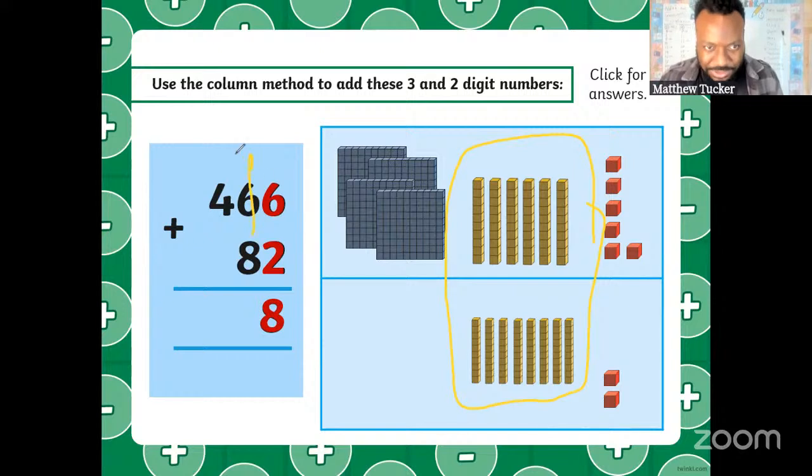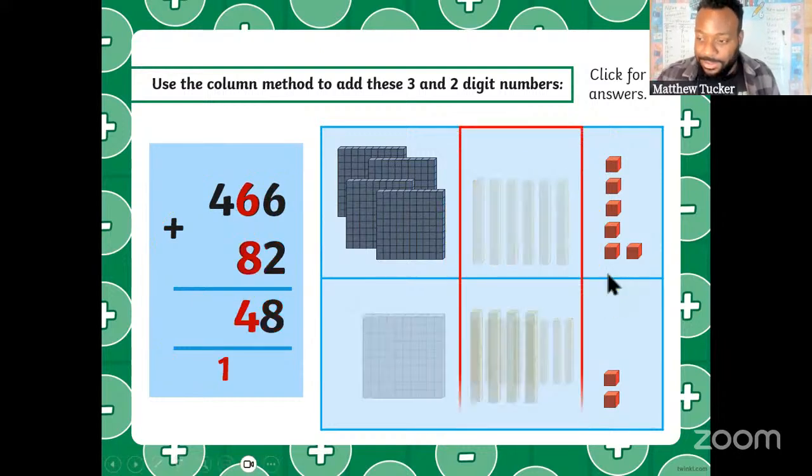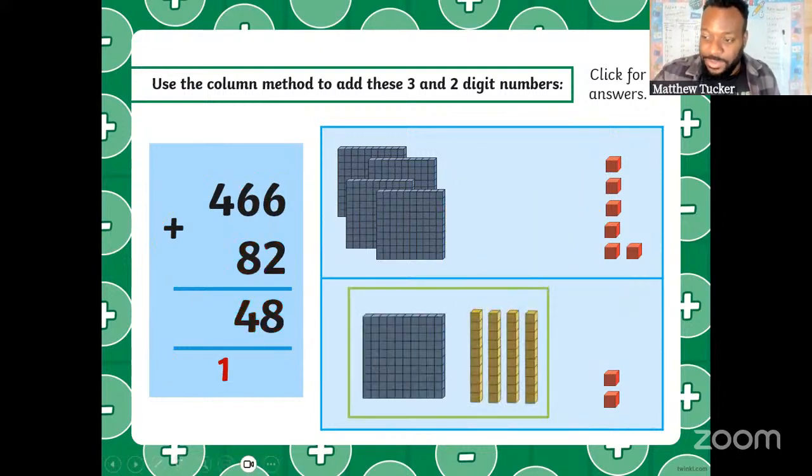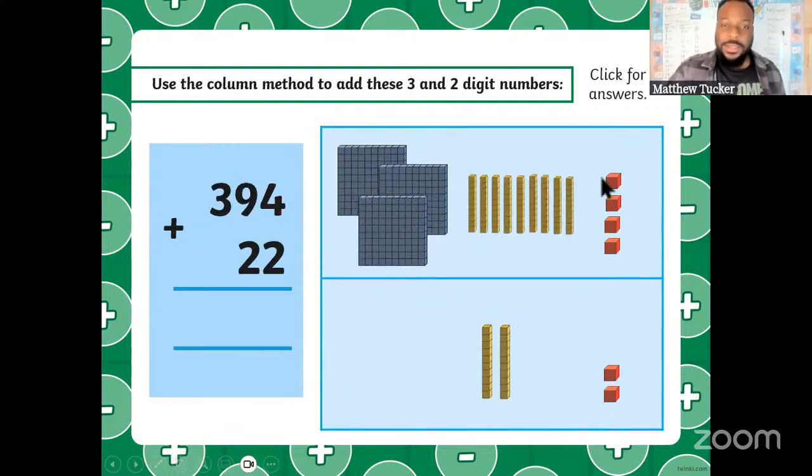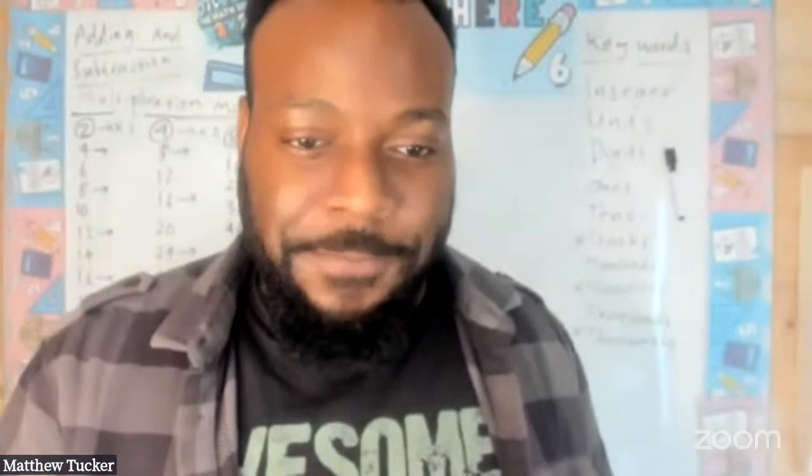Because if we partition a 6 and we have a 2 and a 4, which makes 6, 2 bonds of 8 to make 10, and there's a 4 left over, 14. So 4, carry 1, 4 and 1, 5. Should be 548. Okay, let's move this out of the way. 548. Excellent.